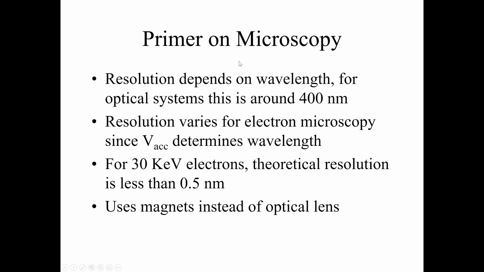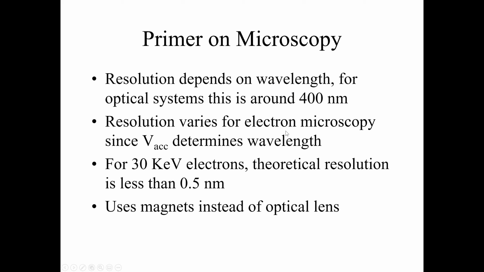First, we're going to give you a little primer on how optical microscopes work. The resolution depends on wavelength. For any optical lens system, that's around 400 nanometers, which is in the ultraviolet wavelength. There are some other advanced techniques like confocal that will lower this number, but we're not going to talk about those today. They're just too complicated, and that's a totally different subject.